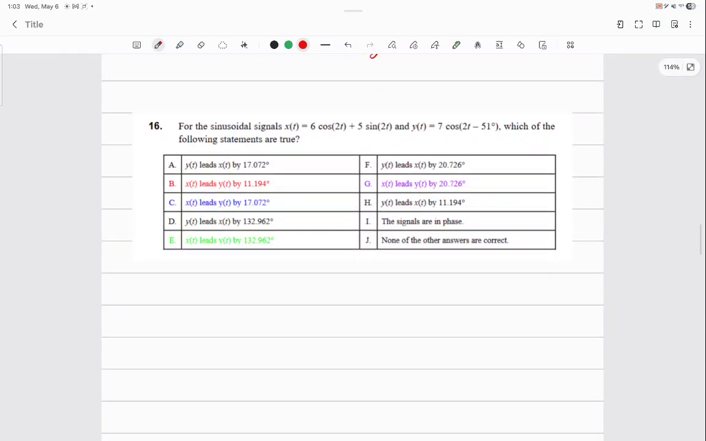Okay. For the sinusoidal signals x and y, which of the following statements are true? What should I do? Write them in phasor form. So that is the phasor x is equal to what? 6 angle 0. So first change this to cosine. Plus 5 angle negative 90 degrees.